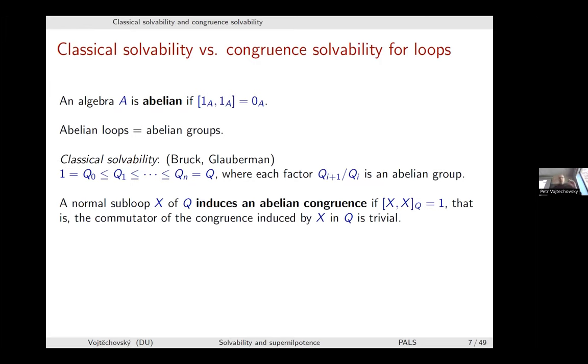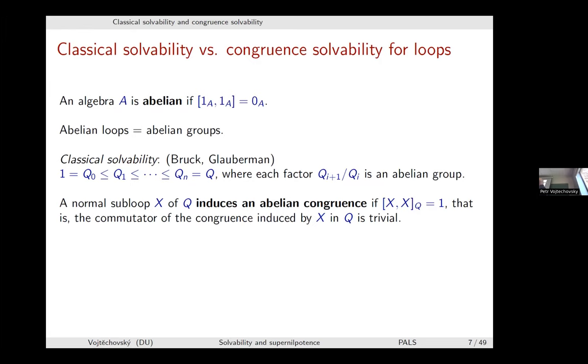And now for the other concept, I would like to express congruence solvability slightly differently than we did so far, in an equivalent way. Let's aim for the situation where you take a normal subgroup and you take its commutator. I've done the commutator for congruences, but of course there's a one-to-one correspondence between congruences and normal substructures.